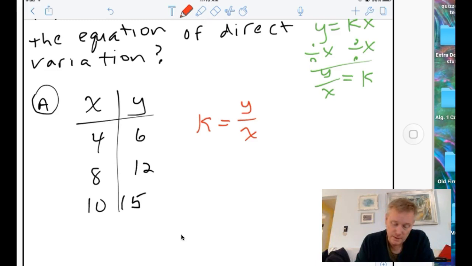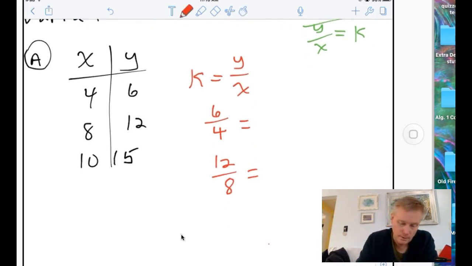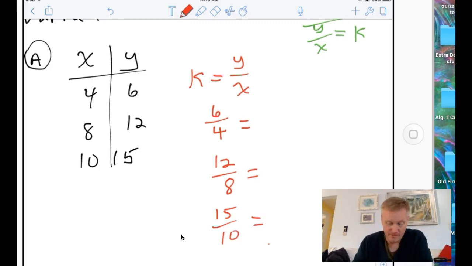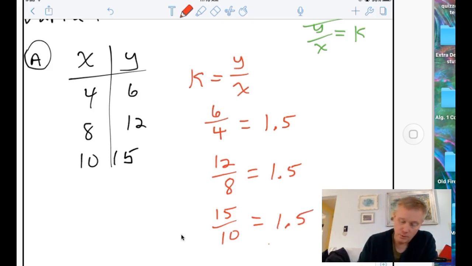So y divided by x, that's 6 divided by 4. It's 12 divided by 8. And the third one would be 15 divided by 10. These have to all be the same thing. In this case, 6 divided by 4 is 1.5. 12 divided by 8 is 1.5. 15 divided by 10 is 1.5, which means, yes, it's direct variation.